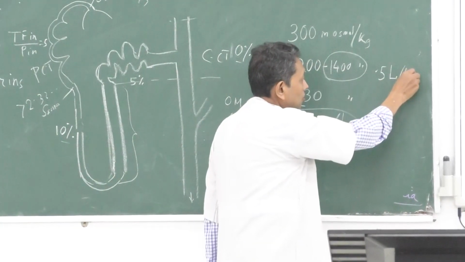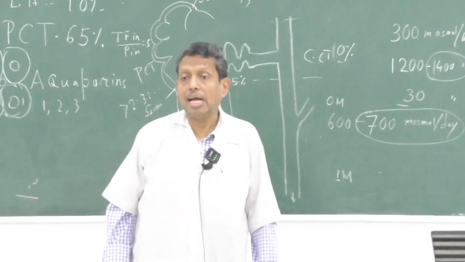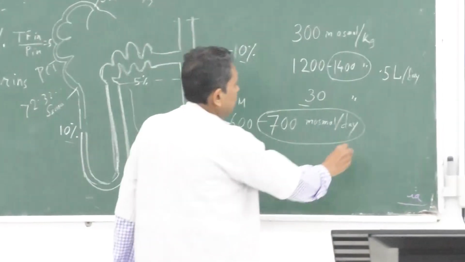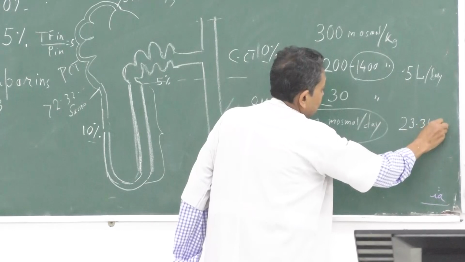Which we produce. Or when urine is extremely dilute, 30, then 23.3 liter per day is eliminated.